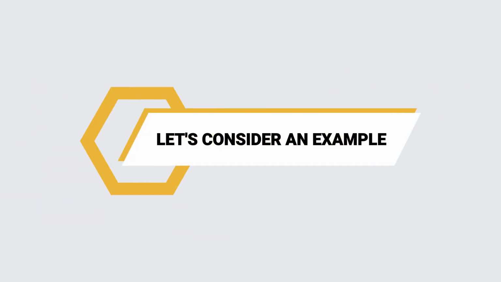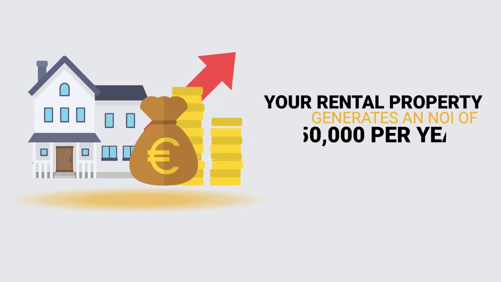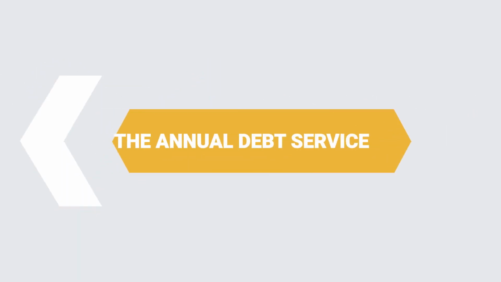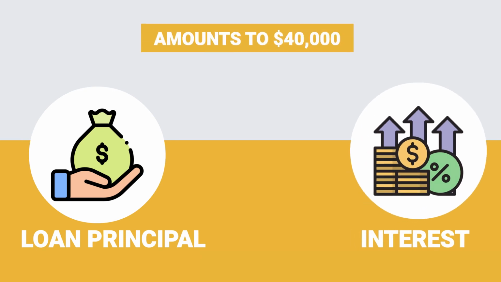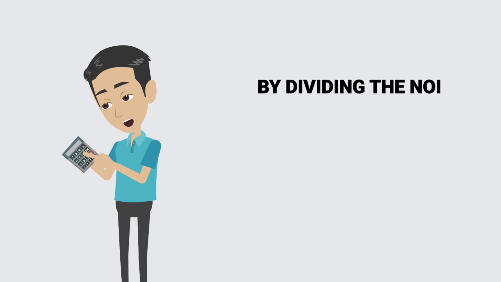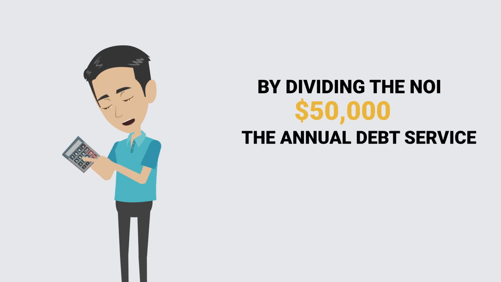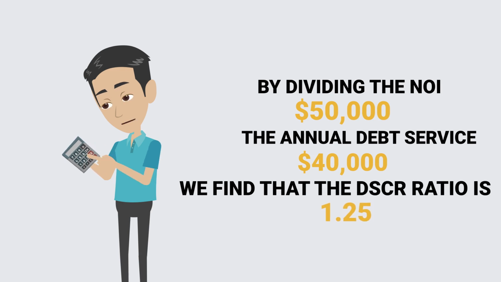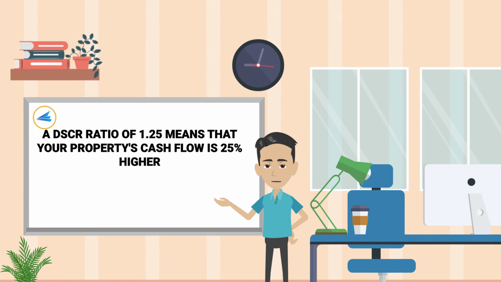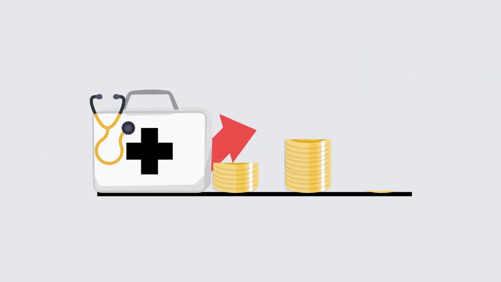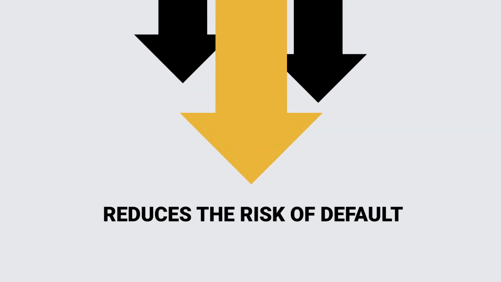Let's consider an example. Suppose your rental property generates an NOI of $50,000 per year and the annual debt service, including loan principal and interest, amounts to $40,000. By dividing the NOI, $50,000, by the annual debt service, $40,000, we find that the DSCR ratio is 1.25. A DSCR ratio of 1.25 means that your property's cash flow is 25% higher than the required loan payments. Lenders find this favorable, as it demonstrates a healthy financial position and reduces the risk of default.